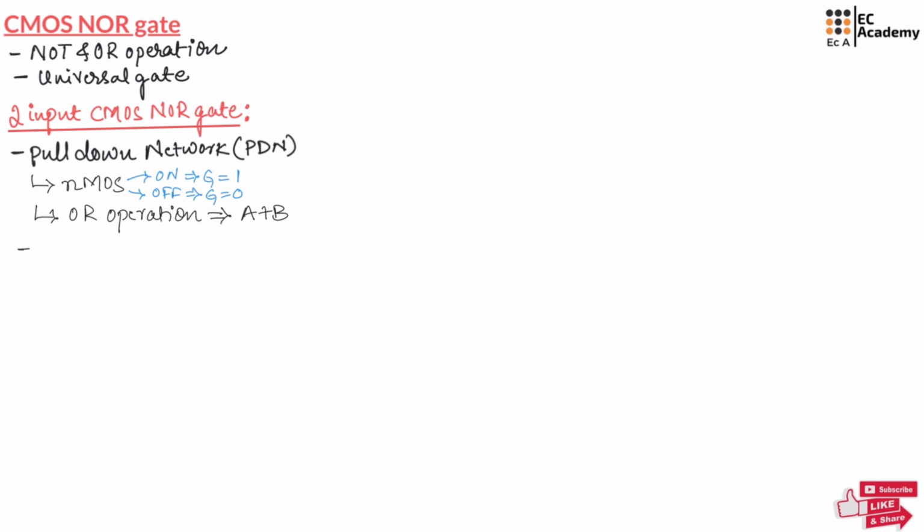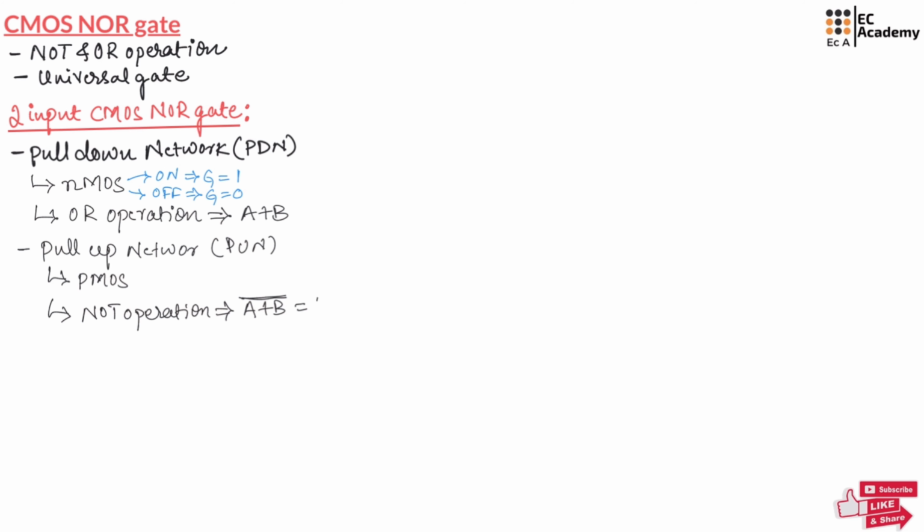The second network is pull up network, which is known as PUN. So pull up network is constructed using PMOS transistor and it will perform NOT operation, which means OR operation is already performed by PDN, which is equal to A plus B. So for this, it will perform NOT operation. So it will perform A plus B whole bar, which is equal to A bar dot B bar.